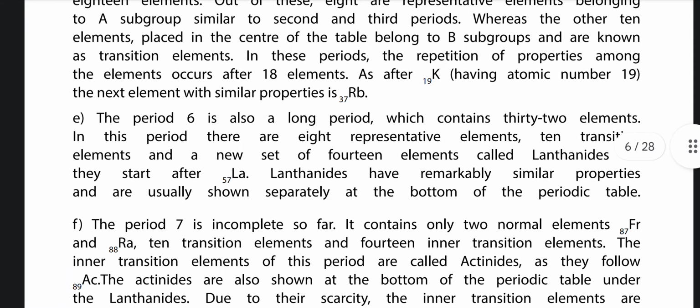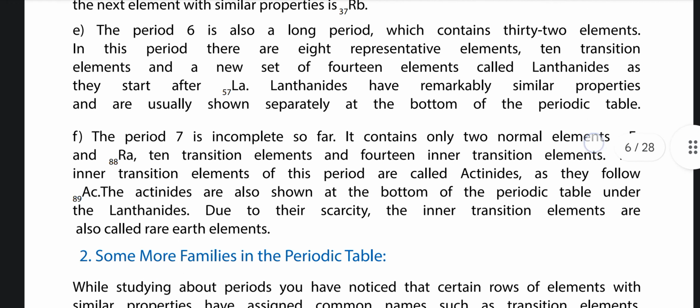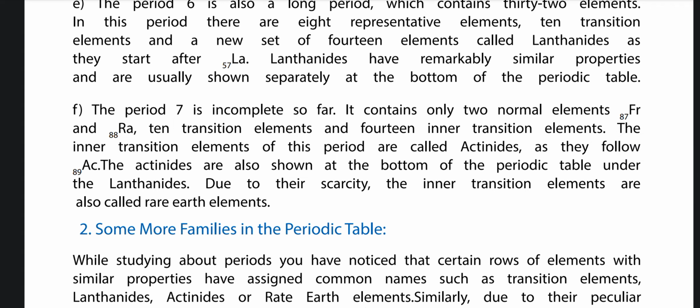Period 6 is also called a long period, which contains 32 elements. In this period, there are 8 representative elements, 10 transition elements, and a new set of 14 elements called the lanthanides, as they start after lanthanum. Lanthanides have remarkably similar properties and are usually shown separately at the bottom of the periodic table.